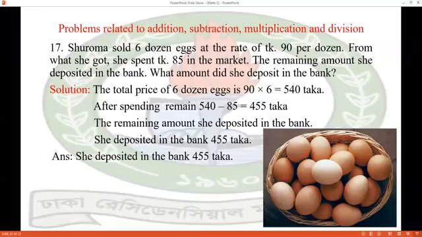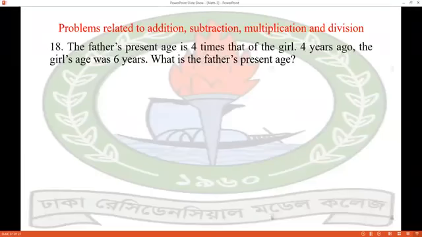So we have to find at first the total price of the 6 dozen eggs. We know that it is 90 Taka per dozen. So we have to use multiplication. So the total price of 6 dozen eggs is 90 into 6, which is 540 Taka. She spent 85 Taka in the market. So we have to subtract it. So after spending, the remainder is 540 subtract 85, so 455 Taka. This 455 Taka she deposited in the bank. And the last problem is number 18.